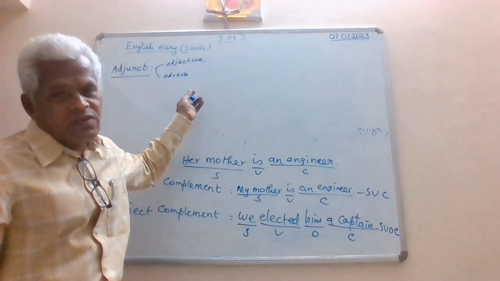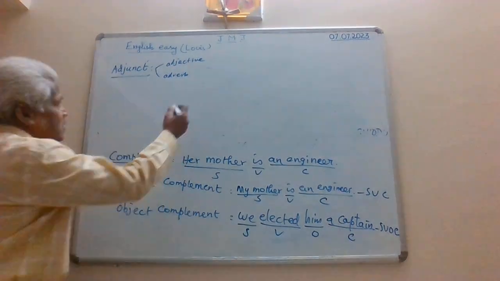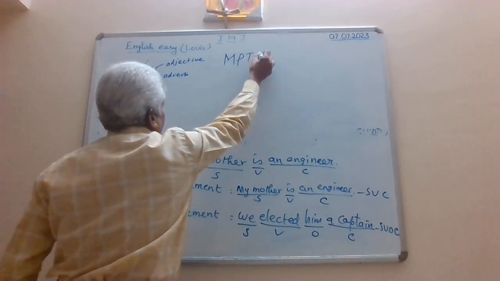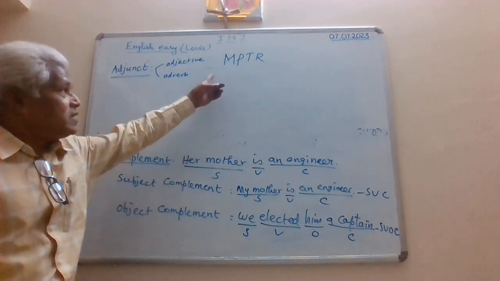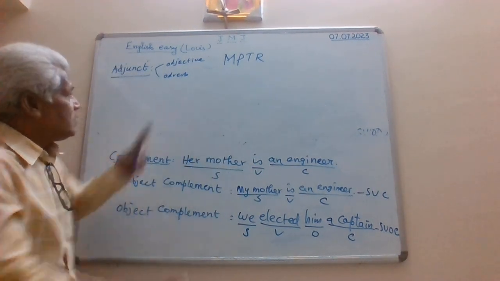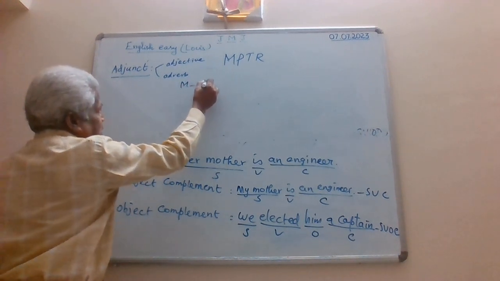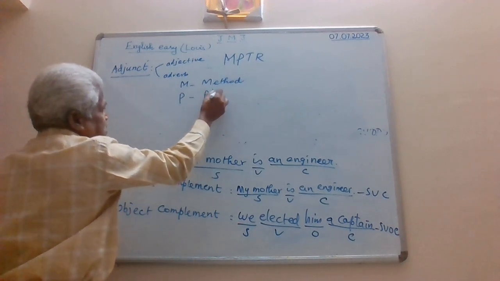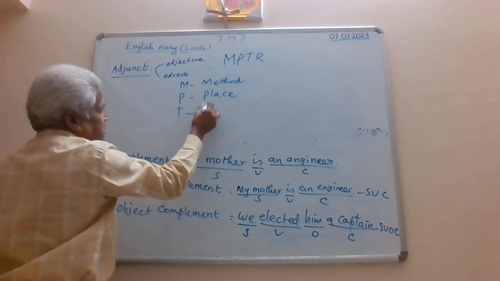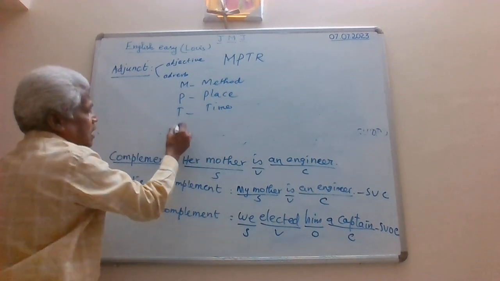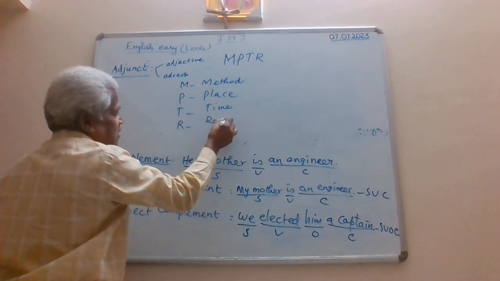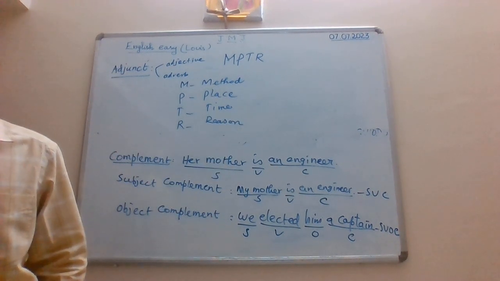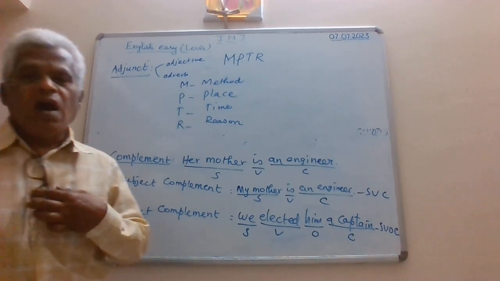In other words, when we learn about adjunct, maybe there is a clue to understand immediately what is an adjunct. There are 4 words which you can think of. What is that? M, P, T, R. So try to remember this. M, P, T, R. Now this M stands for method. P stands for place. T stands for time. And R stands for the reason.